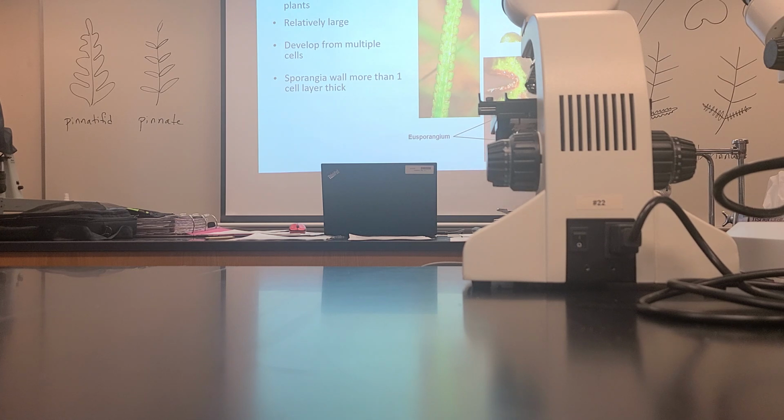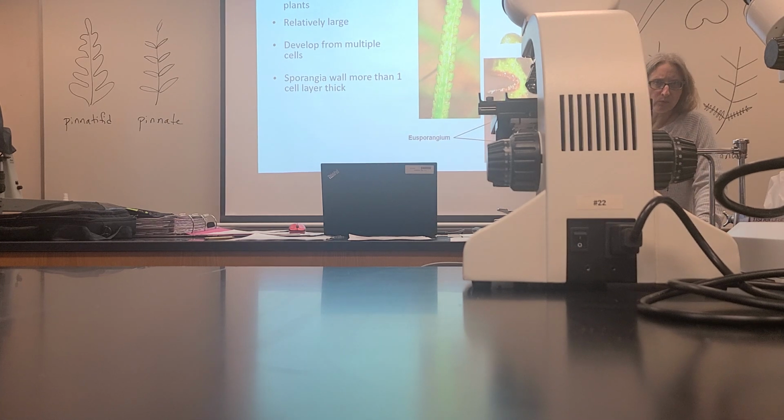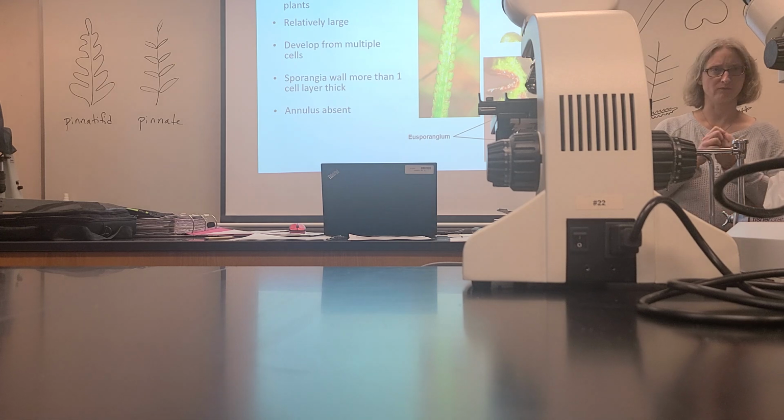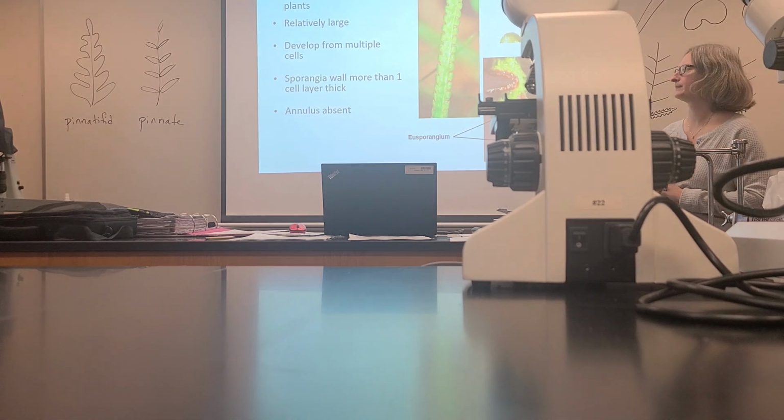And you can see that we can't see through the wall here to actually see the spores inside because it's thicker than a leptosporangia was. So this one is going to be more than one cell layer thick. They also do not have an annulus, so they're going to have various other means of popping open to release their spores.